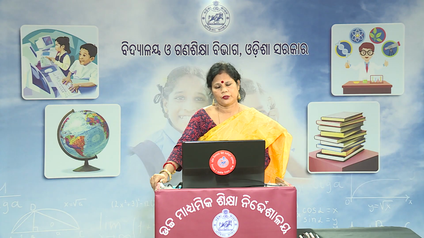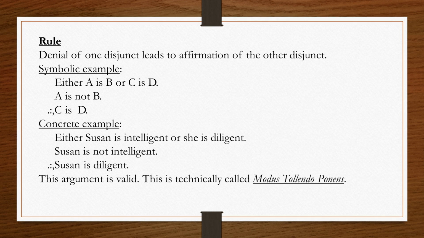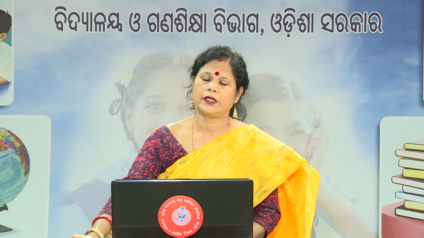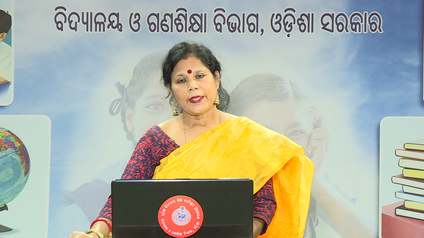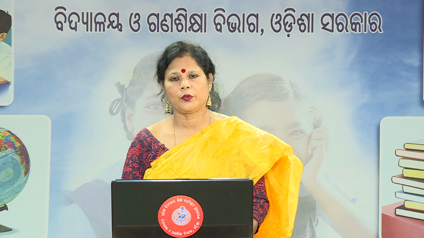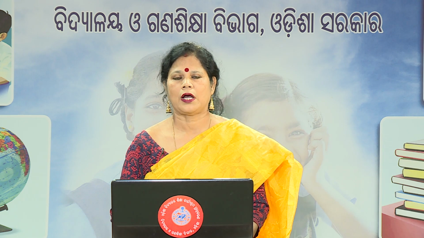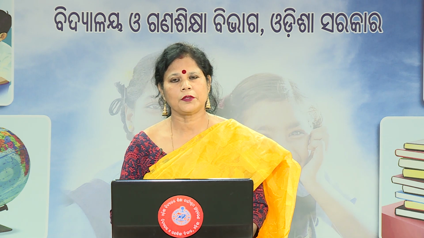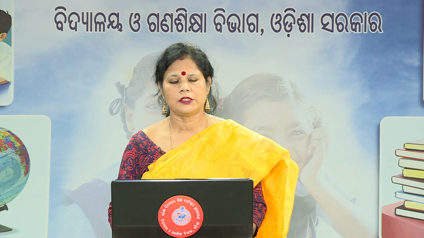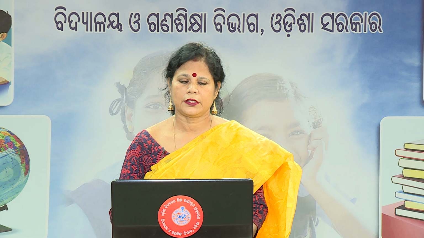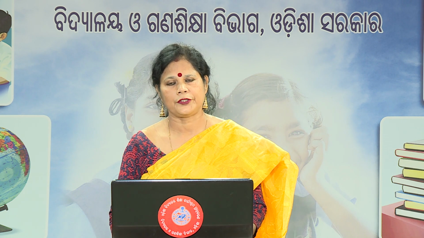So this argument is valid, and the rule is that denial of one disjunct leads to the affirmation of the other disjunct, but not conversely. If we argue in the reverse order, then we will commit a fallacy. Our rule says that if we deny one in the minor premise, we affirm the other in the conclusion. But if you argue in the reverse way, that is, if we affirm one then deny the other, then we will commit a fallacy.